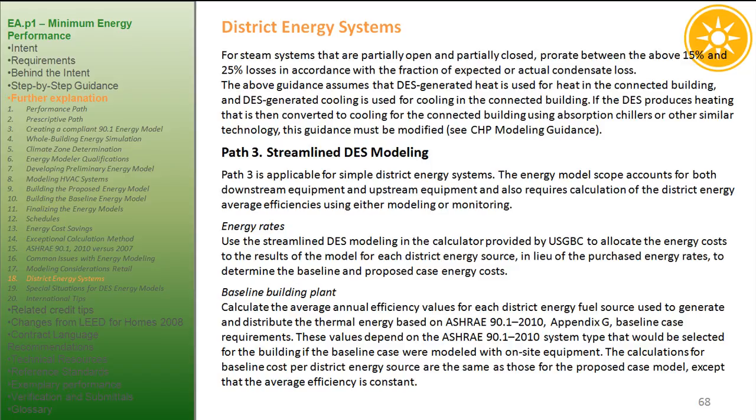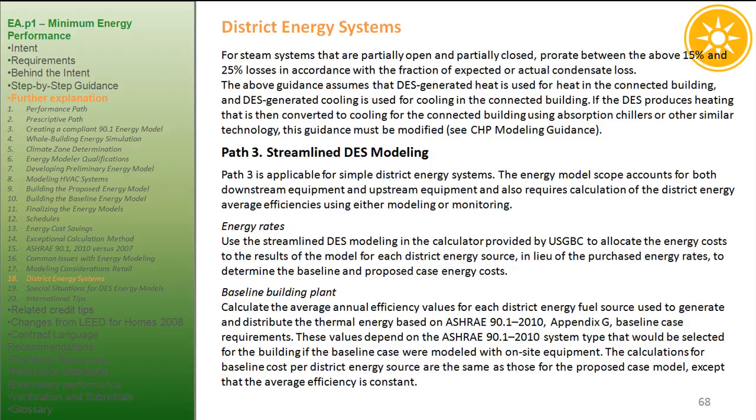The above guidance assumes that DES-generated heat is used for heat in the connected building, and DES-generated cooling is used for cooling in the connected building. If the DES produces heating that is then converted to cooling for the connected building using absorption chillers or other similar technology, this guidance must be modified. See CHP modeling guidance.